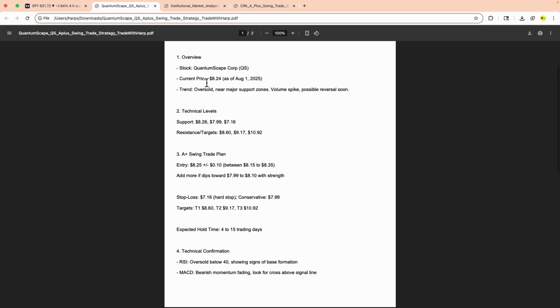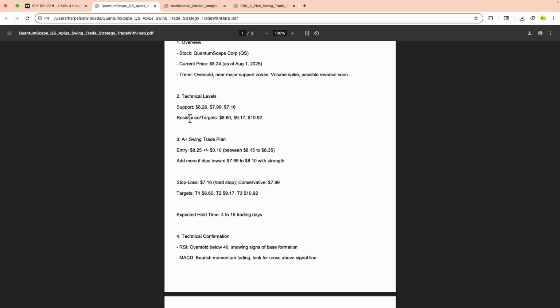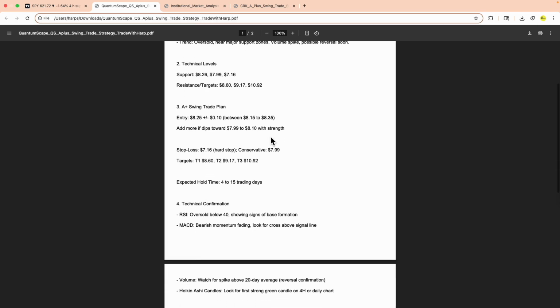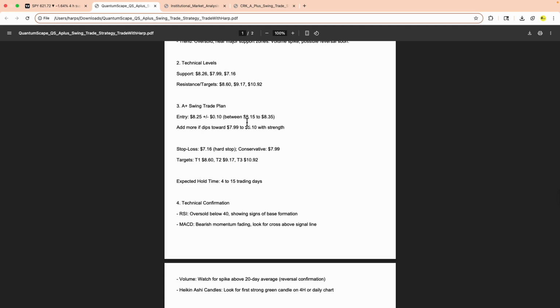So this is my current price on August 1st, 2025, and these will be my support zones, and these are resistances: 860, 917 and 1092. Support means entries. I will make entries in three different places and exit similarly in three different steps. This is the A plus plan.